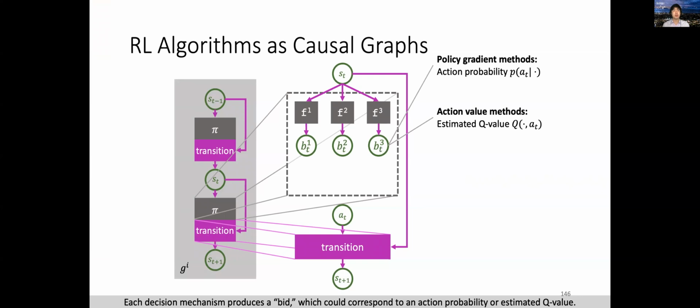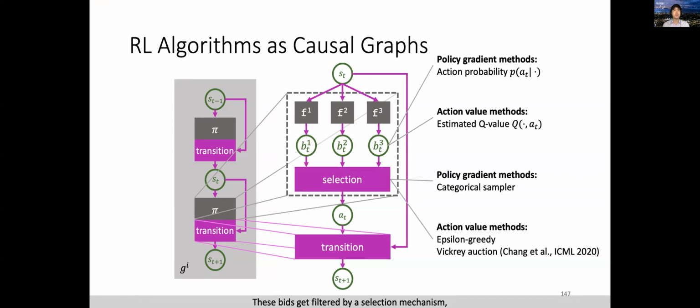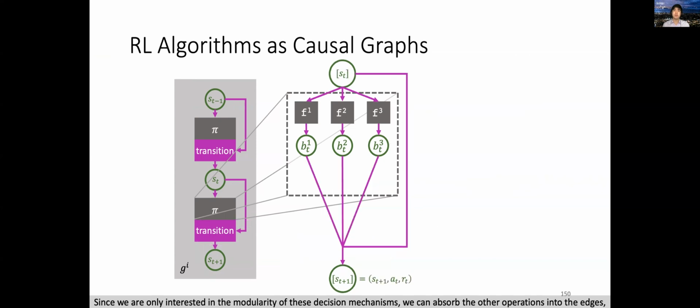Each decision mechanism produces a bid, which could correspond to an action probability or estimated Q value. These bids get filtered by a selection mechanism, such as a categorical sampler for policy gradient methods, or an epsilon greedy sampler or Vickrey auction for action value methods.